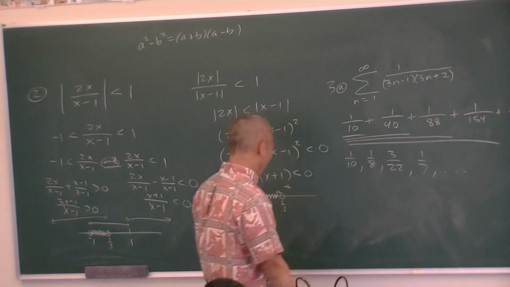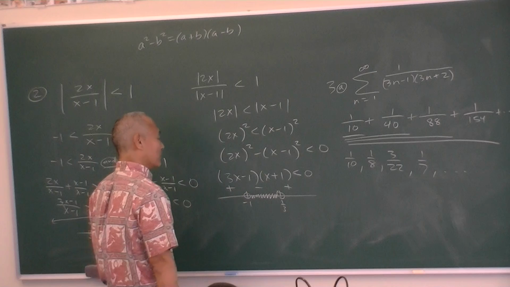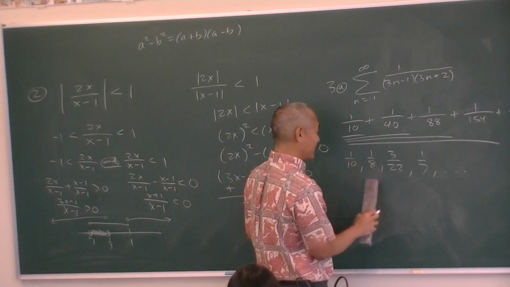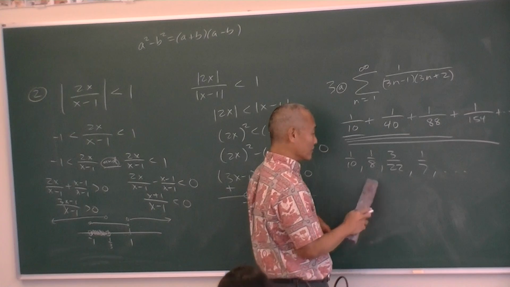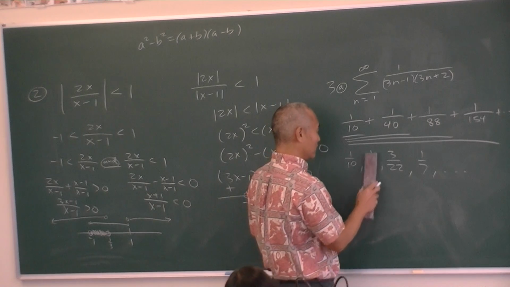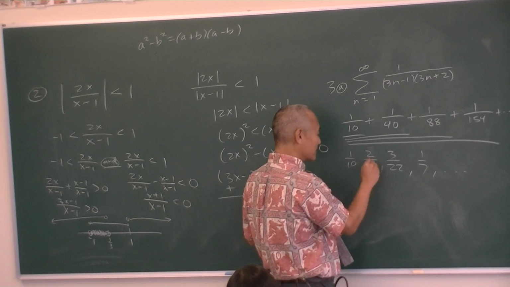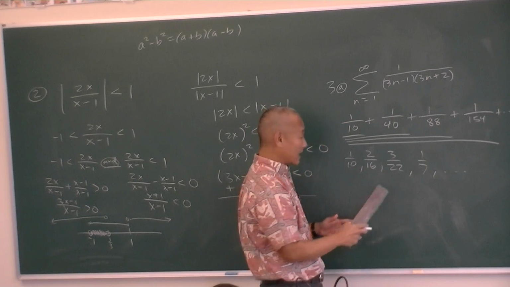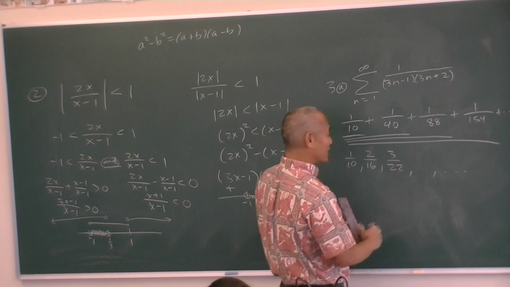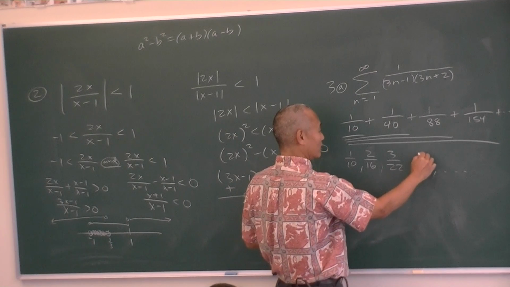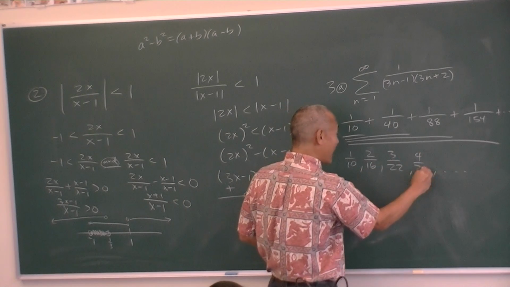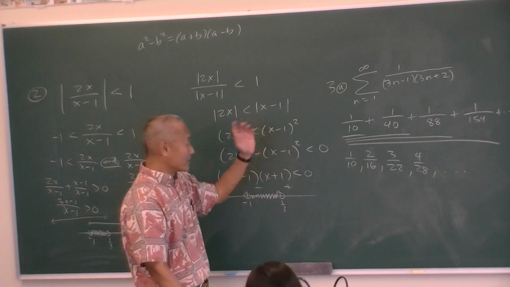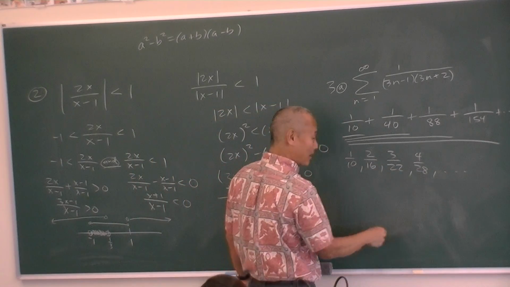Mr. Park, I don't see a pattern. Yes, you do. Well, maybe instead of 1/8, you should change it to 2/16. Because there's a pattern. And instead of 1/7, you should change that to 4/28 so that it fits the pattern. Now it's easy. This is the sequence of partial sums.